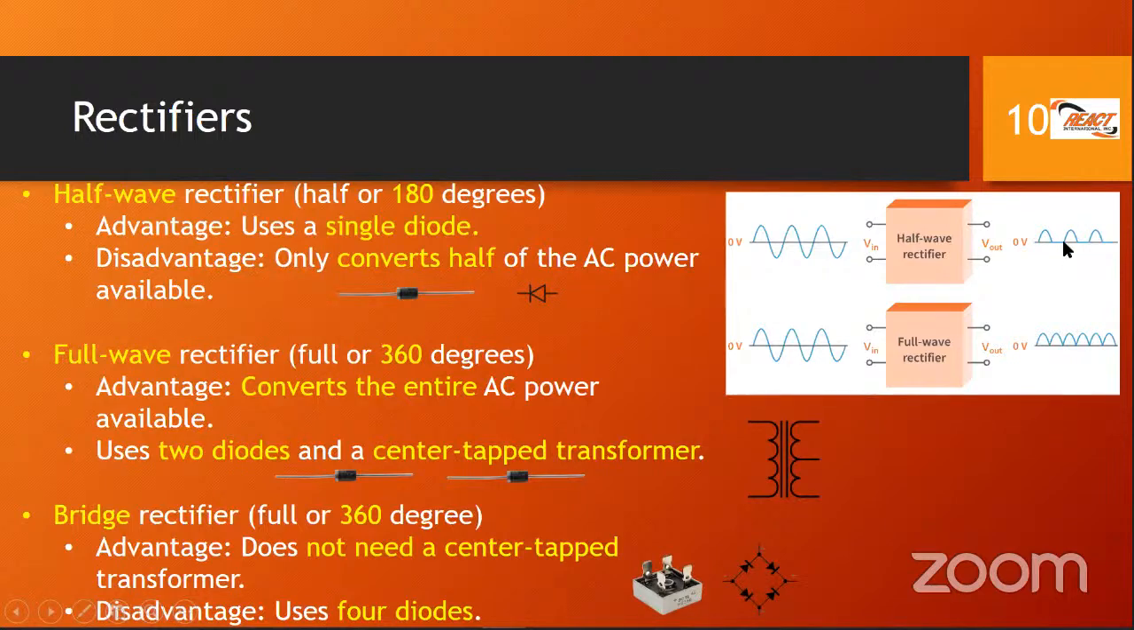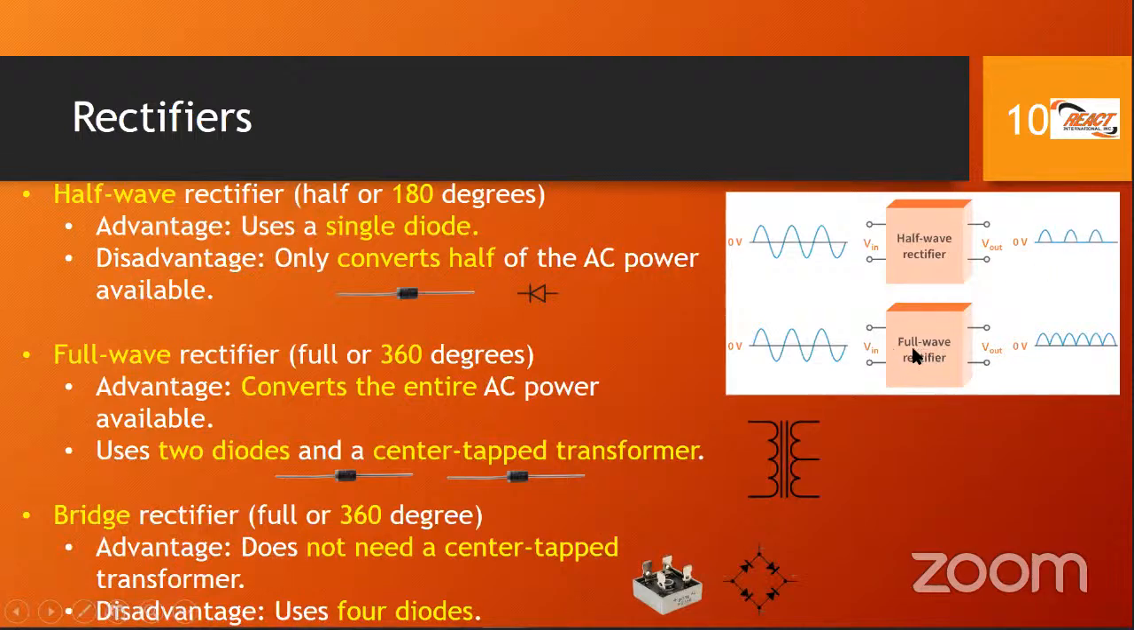Notice the bottom part, it's gone. Notice we have the top part, the bottom part, the top part, the bottom part. When we pass it through a half-wave rectifier, it's doing a halfway job. It's only giving us half of the output. But it is still giving us rectification. It's still giving us DC, pulsing DC.